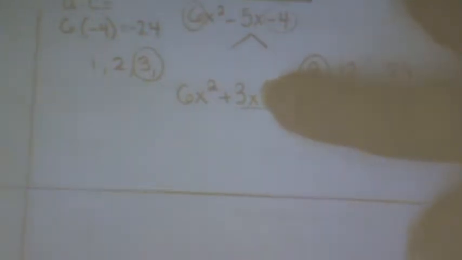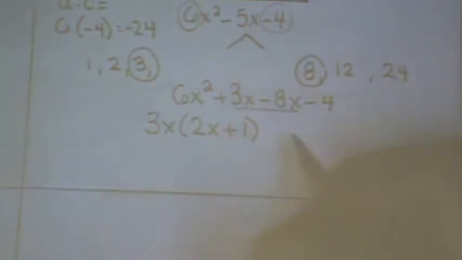Take the first two and GCF something out. What comes out of 6x squared plus 3x? What's the biggest common factor? 3x. So if you take a 3x out, what are you left with? 2x plus 1. Good job.